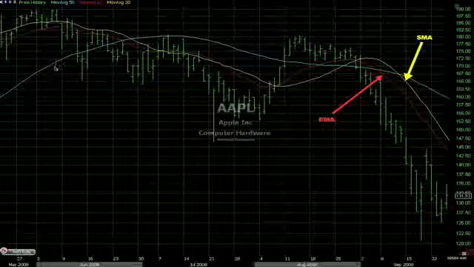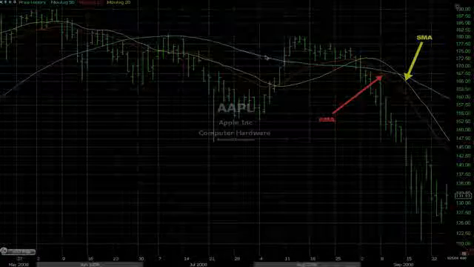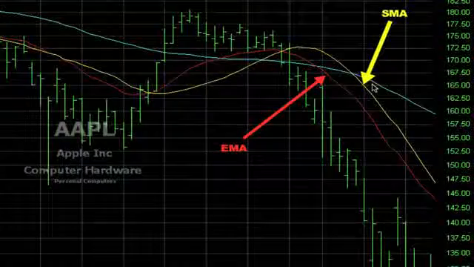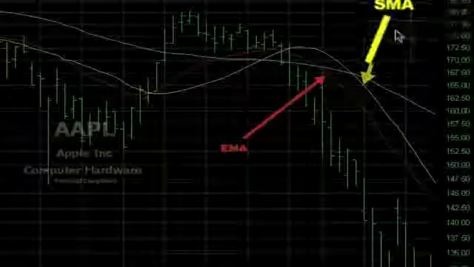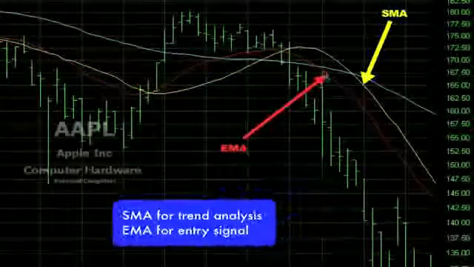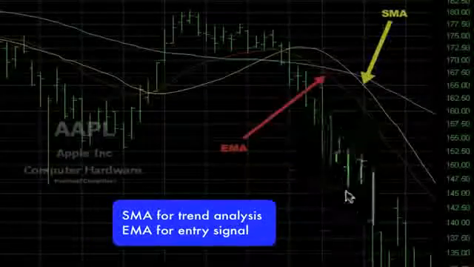But after I've done my analysis, which is looking at my MA and seeing that it's downsloping, so the trend is down, I want a quick entry to the downside. Here I want a quicker entry than what the SMA gives me, so I use the EMA for this purpose. It gets me in faster, giving me a better profit and risk to reward.